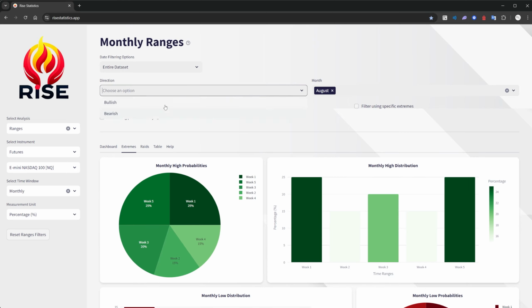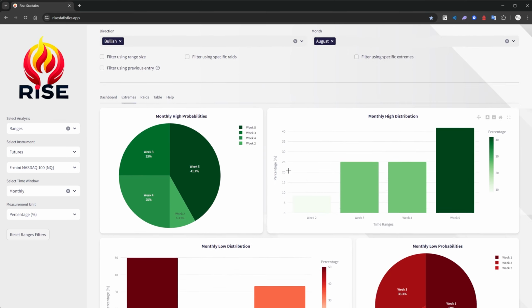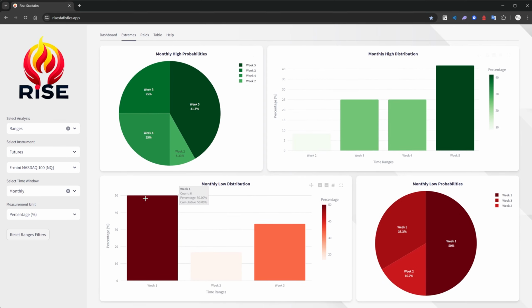But what we can do is say, okay, well, what if I have a bullish month of August? Well, in this case, I can notice that, hey, the low gets formed in week 1 and week 3, which are our highest percentages, right? Never after week 3. That is what is most important, interesting, and I guess useful as a data point for me at least.